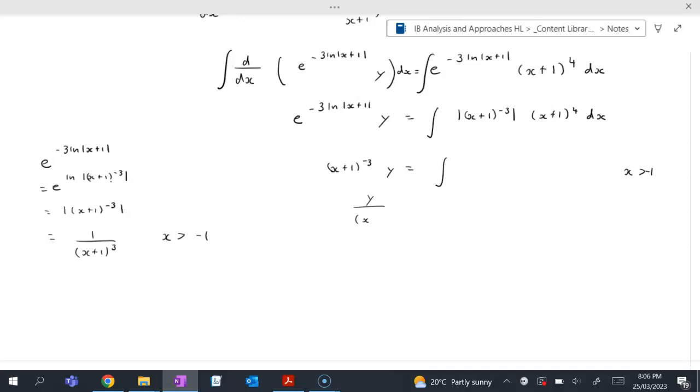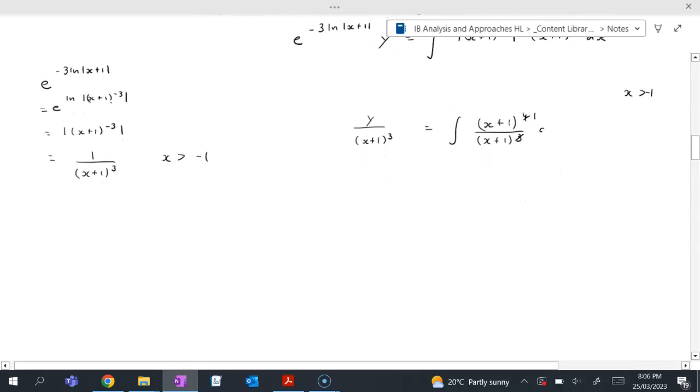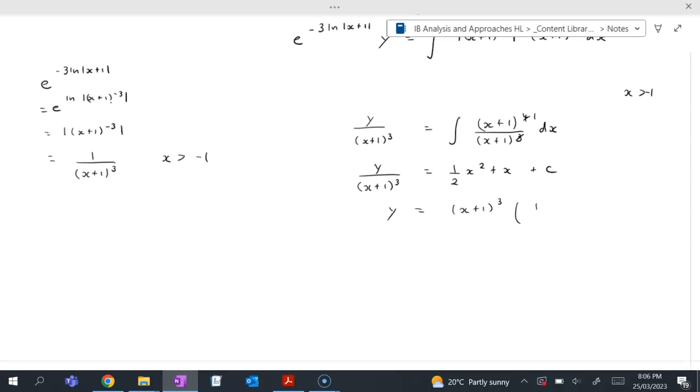So it's y on x plus 1 to the power of 3 is equal to the integral of x plus 1 to the power of 4 on x plus 1 to the power of 3. And then I can cancel that. So I've got y on x plus 1 cubed is equal to the integral of x plus 1, which is just a half x squared plus x plus c. And so then y is equal to x plus 1 cubed, times a half x squared plus x plus c. So when we integrate at the end, plus c definitely needs to be there, but just not at the start.